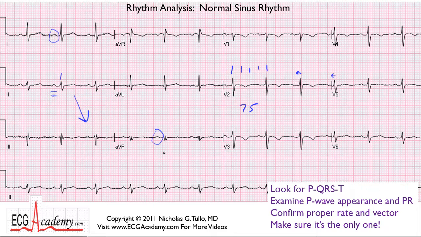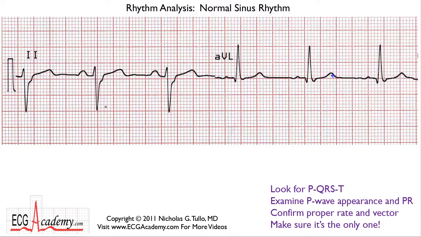The P wave is going in the correct direction. There's only one, so I would say that this is a normal sinus rhythm. It may throw you off if the QRS axis is abnormal, because if you look at lead 2, in this particular patient, the P wave is upright, but the QRS is inverted. So the P and the QRS do not always have to go in the same direction.